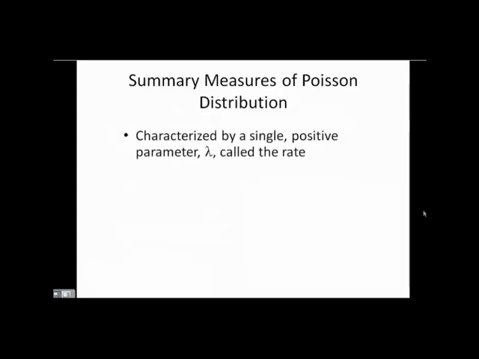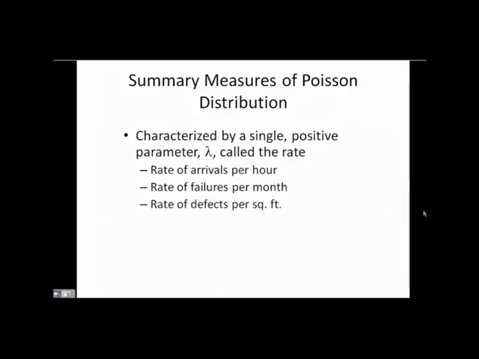And as I said, this distribution is characterized by a single parameter. It's a parameter called lambda, which is always positive, and that's the rate. That's the rate of arrivals of customers, for example, rate of defects per square foot. And it's a rate in a given specific unit, as we'll see. So rate of arrivals per hour, rate of failures per month, rate of defects per square foot. All of these would be the lambda. And that's kind of the average long-term rate taken over a long period of time.